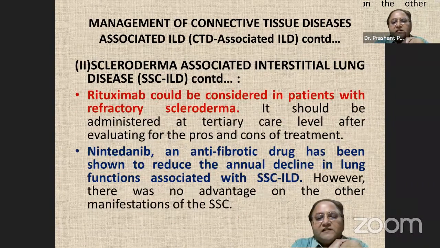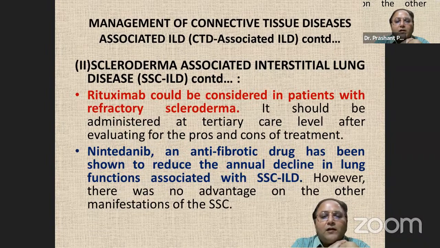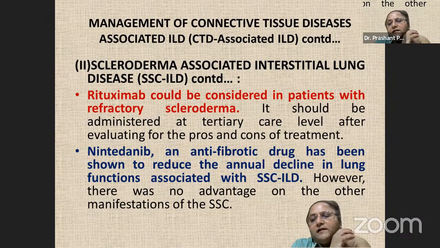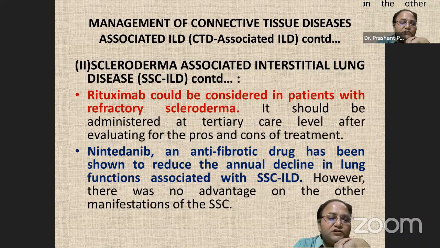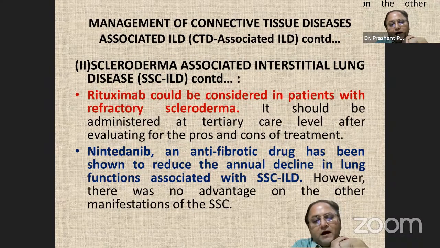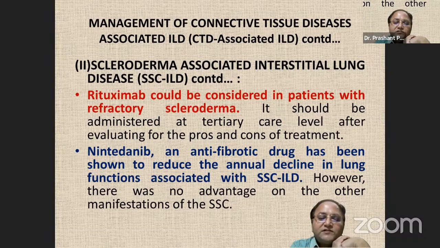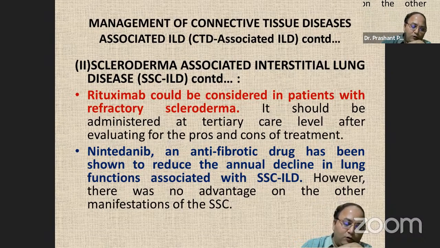Rituximab should be considered in patients with refractory scleroderma. It should be administered at tertiary care level. Nintedanib, an antifibrotic drug, has been shown to reduce the annual decline in lung functions associated with scleroderma ILD. However, there was no advantage on the other manifestations of scleroderma.